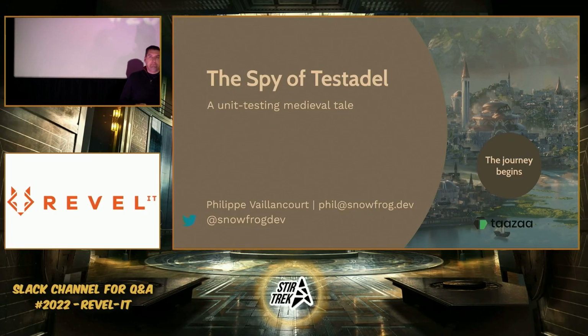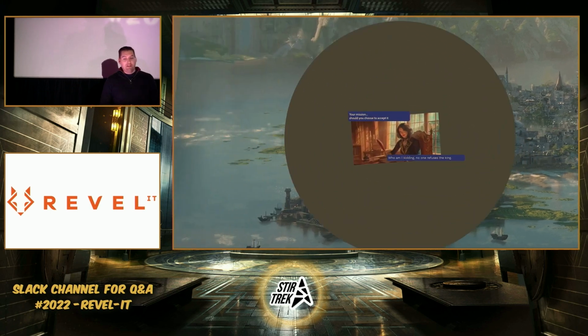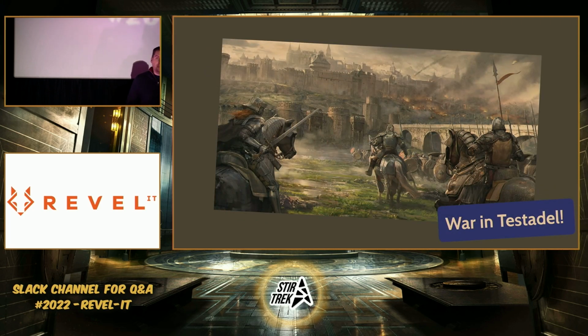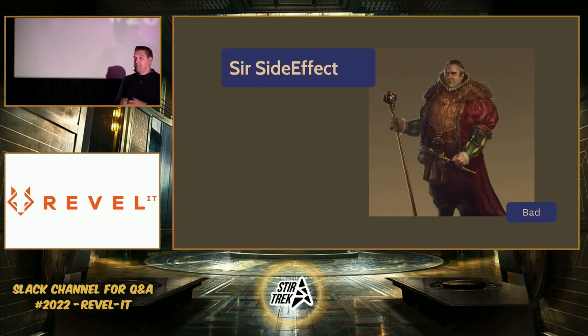So welcome to the kingdom of Testadel. You've been summoned here by the king to serve as a special auditor. You see, the kingdom is coming out of a long period of a bloody war because one of the king's vassals, Sir SideEffects, our villain in our story, bad guy, raised a large army and rose up in rebellion against the king, tried to overthrow him.